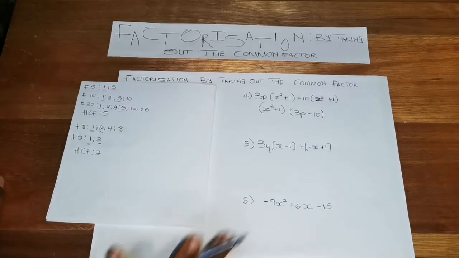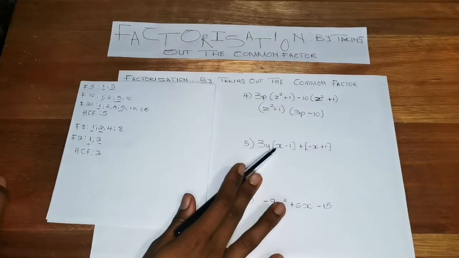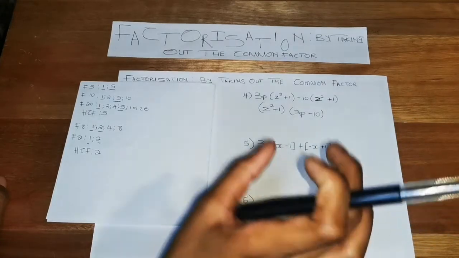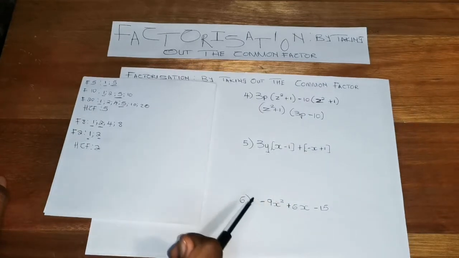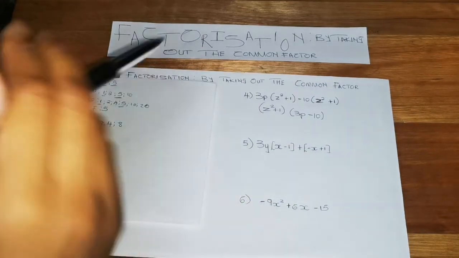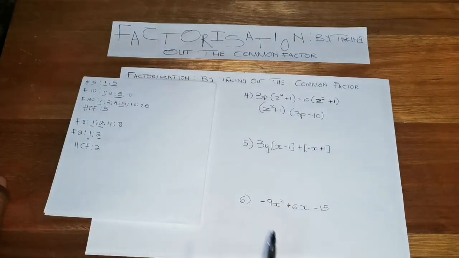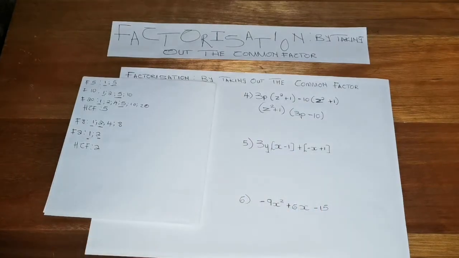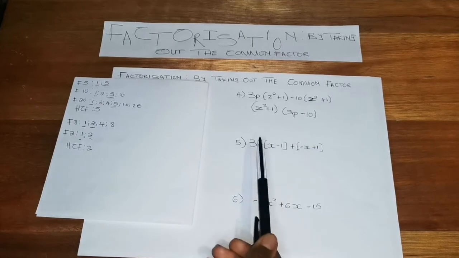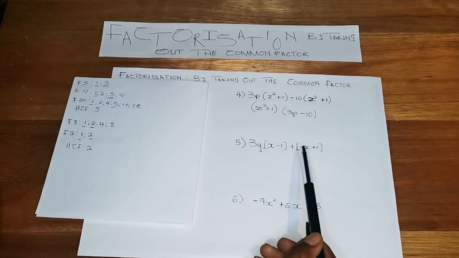So now we're moving to Question 5. You're going to look at this. Firstly, let's check. We have two terms. This is the first term: 3y in brackets x minus 1, close brackets, plus, which divides the two terms, open bracket minus x plus 1, close bracket. So you're going to look at these two terms. What is common with these two terms? Nothing is common. Why? Because on this side our x is positive, and on this side our x is negative.